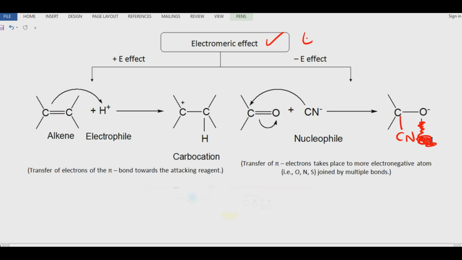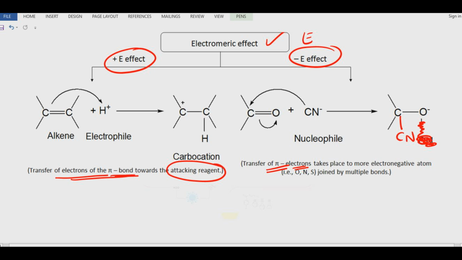It is also called the E effect. Again, there are two types, plus effect and minus effect. Now, what is the electromeric effect? Here, there is transfer of electrons of the pi bond, so the pi bonds are migrating. It can be toward the attacking reagent or away from the attacking reagent.